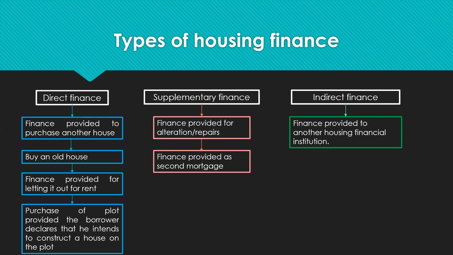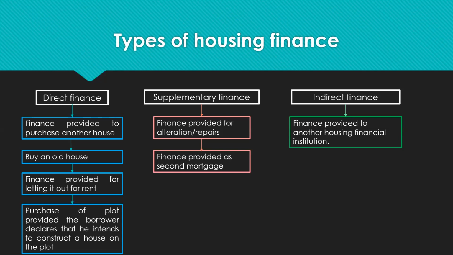Now, housing finance could also be provided as supplementary finance. That is, you want to alter your existing house or repair your house, then supplementary finance is provided. Now, as a second mortgage, that is, you already took a loan on that particular house, but you want additional funds. In that case, you can apply for housing finance. Now, indirect finance, that is, the finance will be provided to other financial institutions, housing financial institutions, housing financial boards, who will then lend it out to people who need funds for housing related activities. So that is known as indirect finance.